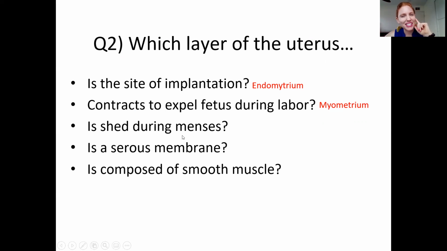Okay, so which one has those glands and the large blood supply? That would be the endometrium. Which one is a serous membrane, so that would have to be on the outside, right? Because the serous membranes line the outside of the organs. That would be the perimetrium. Which one is composed of smooth muscle? Myometrium. There you go.